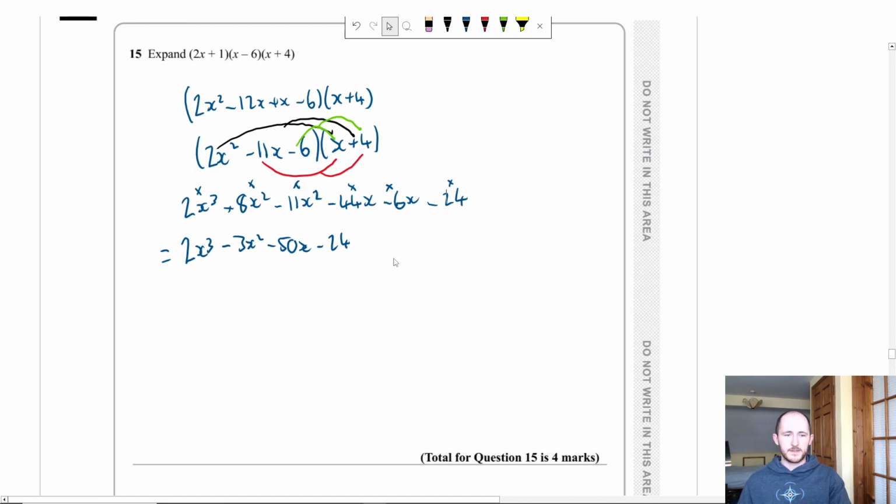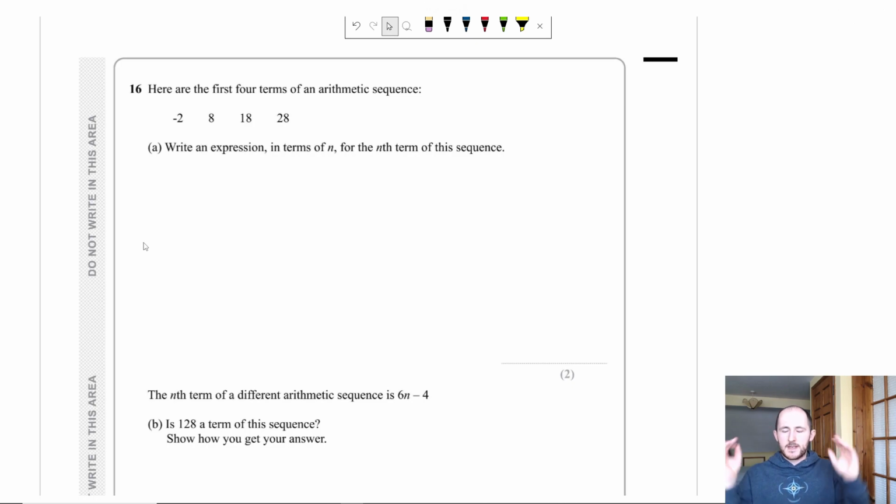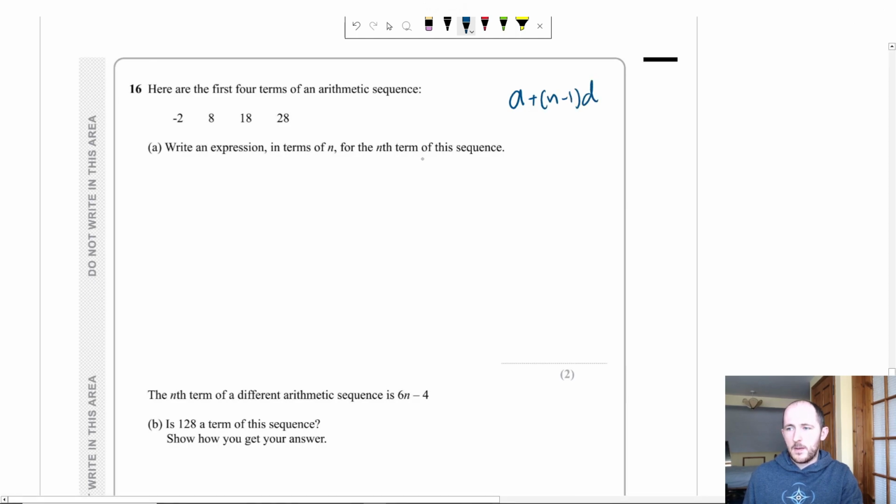I have 6 values. And here we are with some sequences. I love sequences, they're pretty good. I'm going to show you a very quick and easy way to do it. I've shown 2 methods for arithmetic sequences. They give you some terms, you need to work out an expression for the nth term. One of them was using the A-level formula, where d is just the difference, and a is just the first term, so in this case minus 2, right?